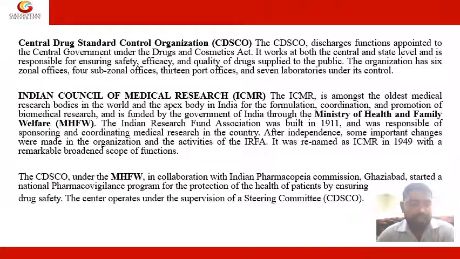CDSCO also launched one of its precious programs, the Pharmacovigilance Program of India, with the help of the Indian Pharmacopoeia Commission, which is located at Ghaziabad, under the affiliation of the Ministry of Health and Family Welfare.